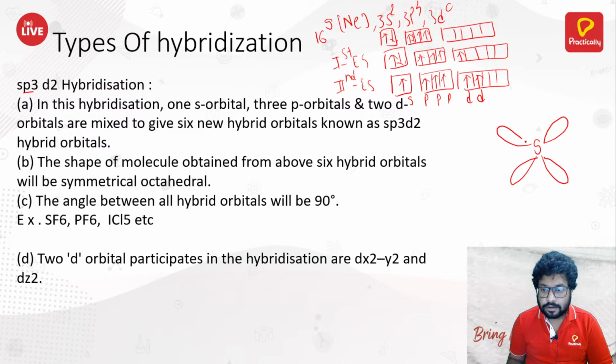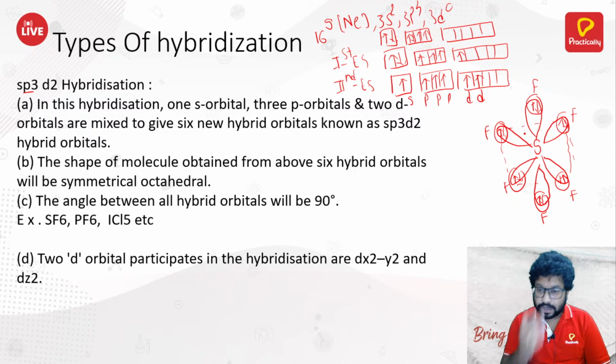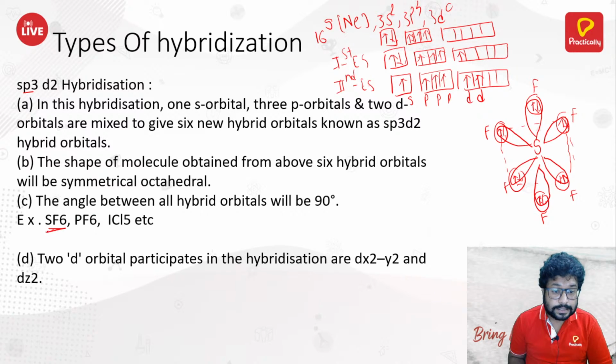So now you have sp3d2 looking like this. And then you have fluorine coming off here. Okay, the fluorine comes here. Okay, that's how you get the SF6. And here the bond angle between all the hybrid orbitals is 90 degrees.